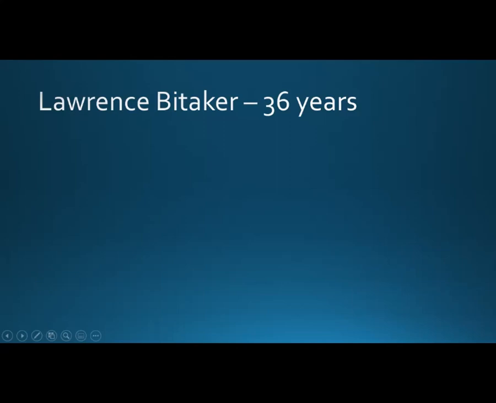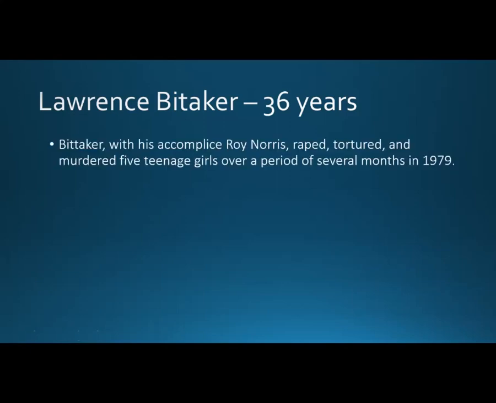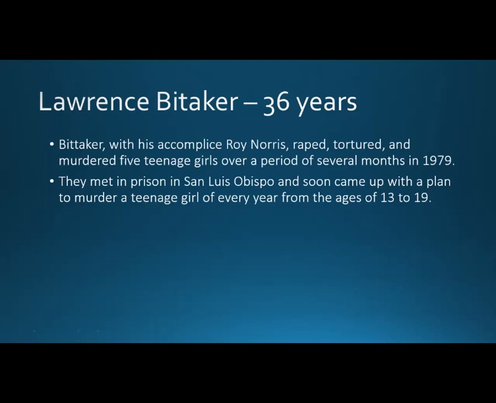Now let's look at the length of death row and look at some of them who've been there. Reaching the 3rd spot, 36 years, was Lawrence Bittaker. Really not a good guy. He with his accomplice raped, tortured, and murdered 5 teenage girls over a period of several months in 1979. Both of these guys, bad guys, in and out of prison. They met in prison and soon came up with a plan to murder a teenage girl of every year from the ages of 13 to 19.